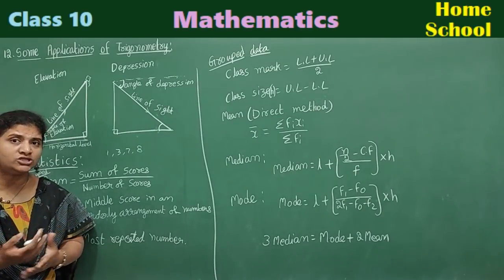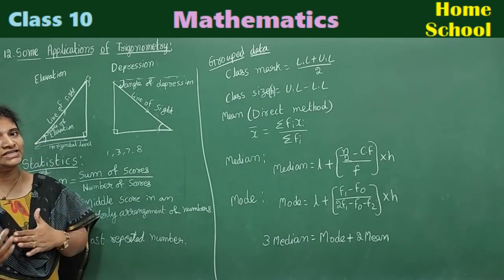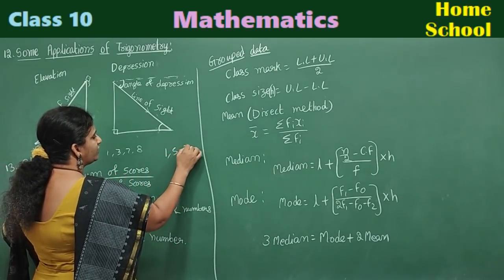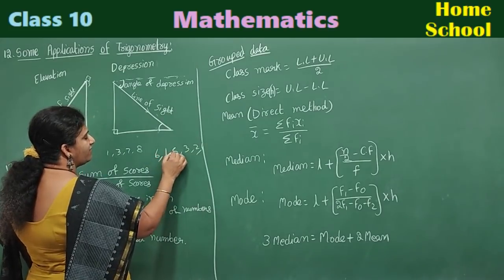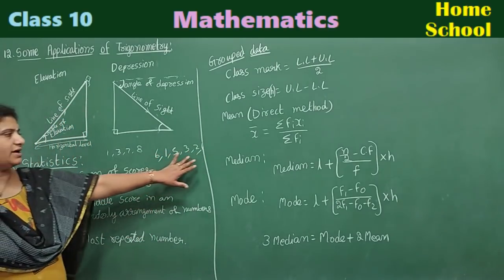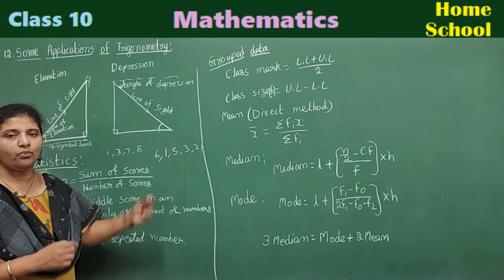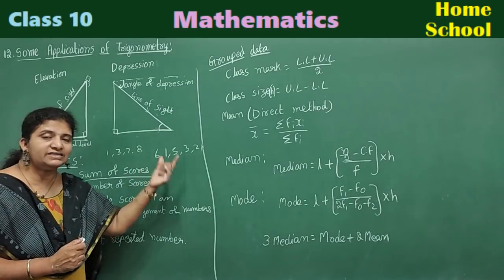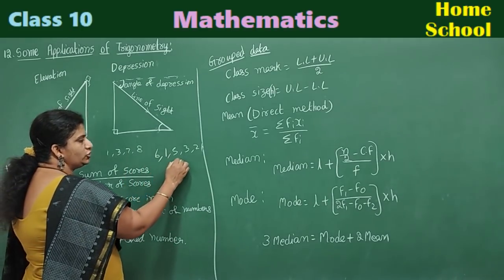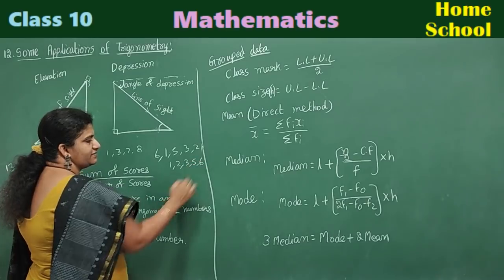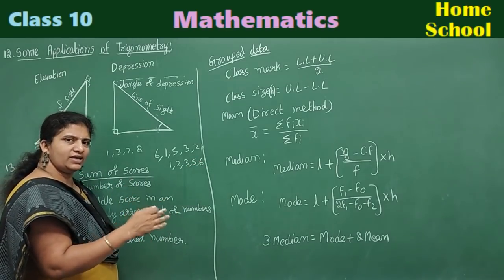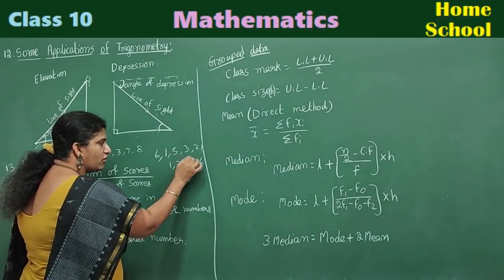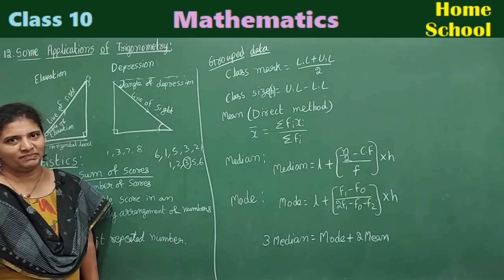Median is the middlemost score in an orderly arrangement of numbers. Let me take one example here: 1, 5, 3, 2, 6. I have taken 5 numbers here. Find the median for the scores. There are 5 scores. First, arrange the scores in order: 1, 2, 3, 5, 6. It may be ascending or descending. First arrange the order, and the middlemost score is called the median.